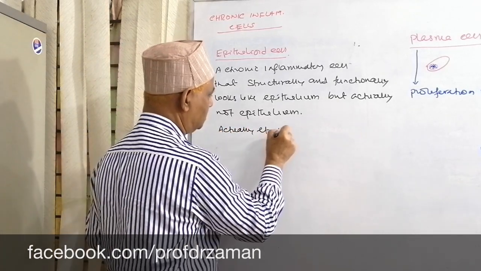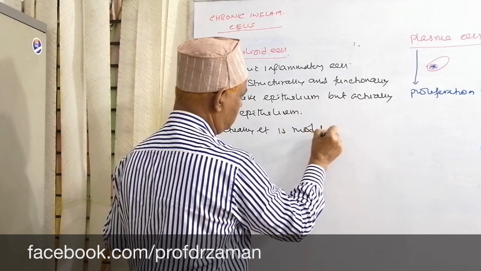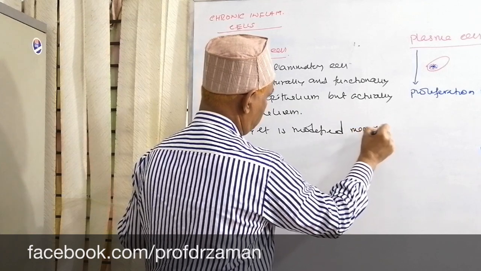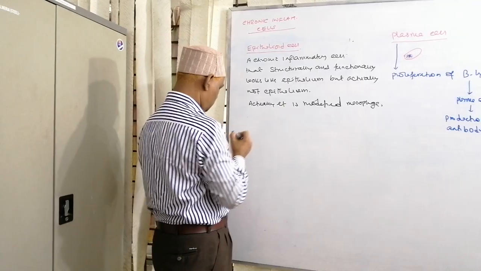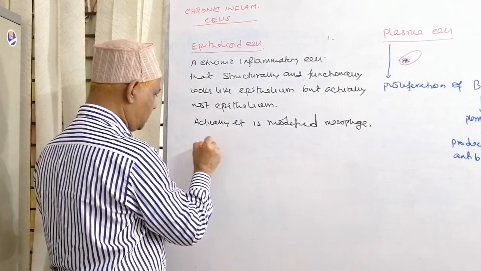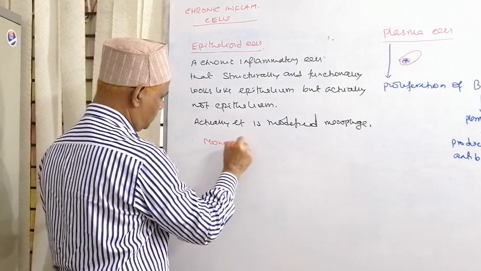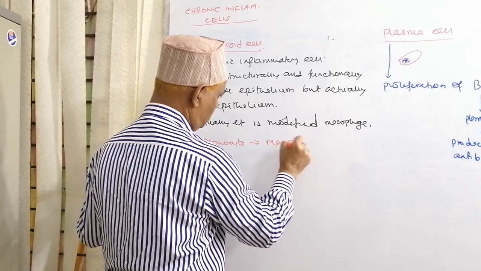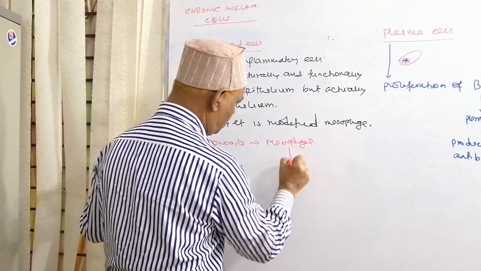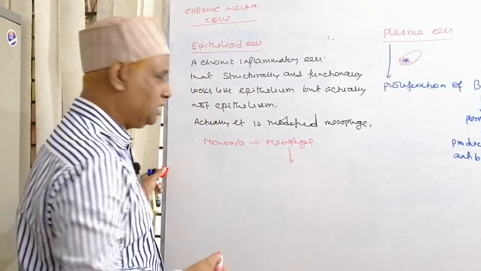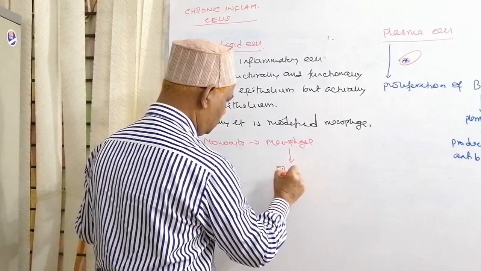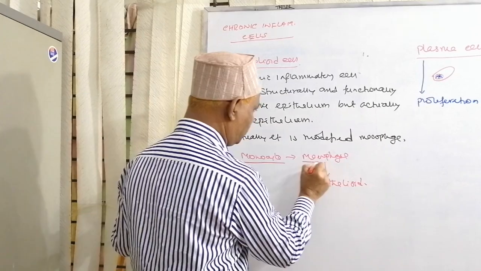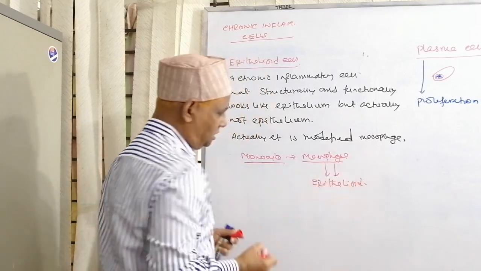Actually it is a modified macrophage. So if you think from blood, this is the monocyte. When it comes into tissue, it is known as macrophage. And when the macrophage is modified, then it is called epithelioid cell. So from monocyte we get macrophage, and from macrophage we get epithelioid cell.